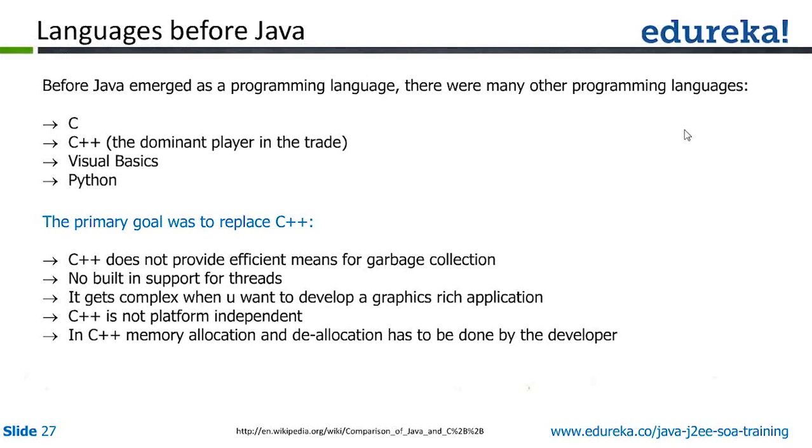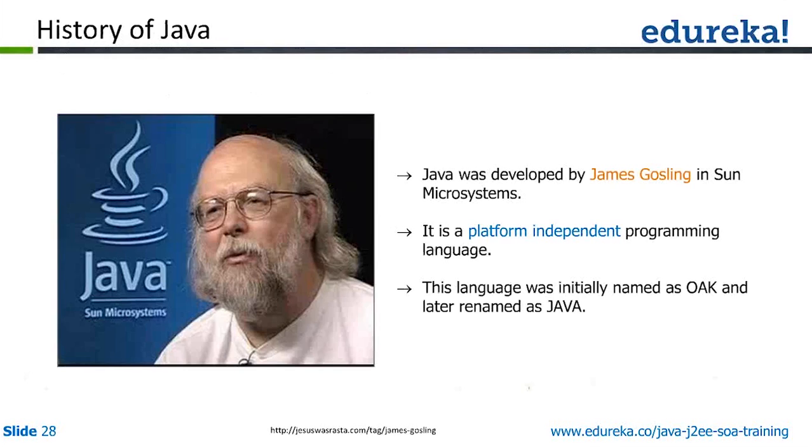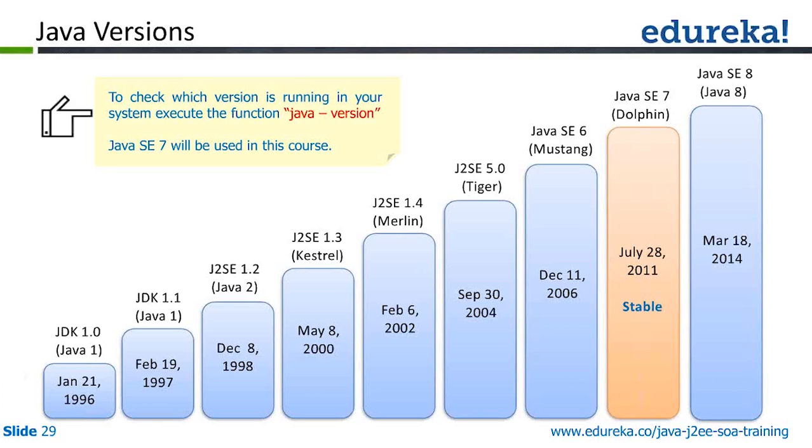So basically Java is platform independent. That means it does not depend on the underlying operating system. Java was developed by Sun Microsystems, and James Gosling headed the project. It's platform independent, which means it runs on any platform.